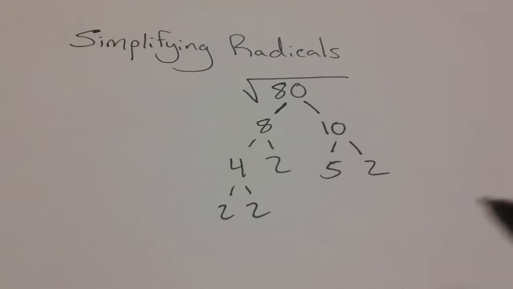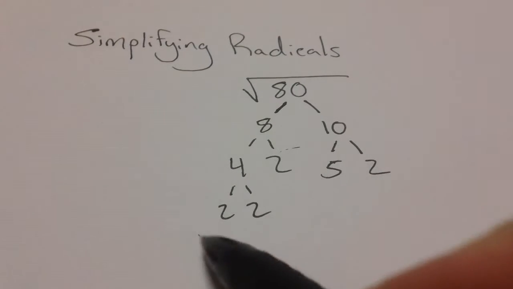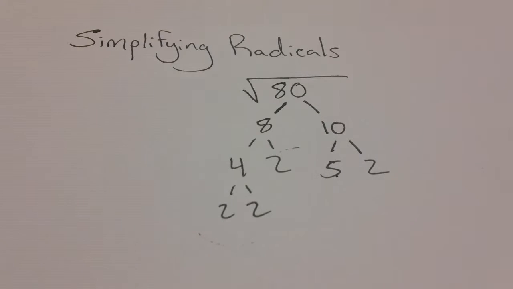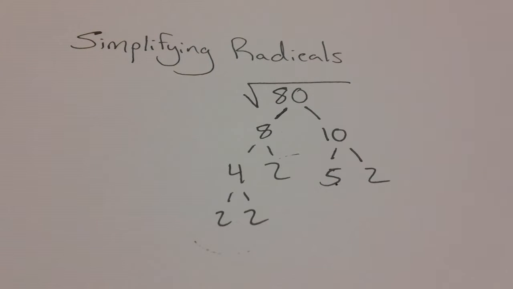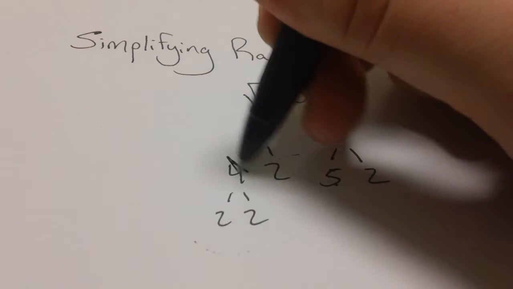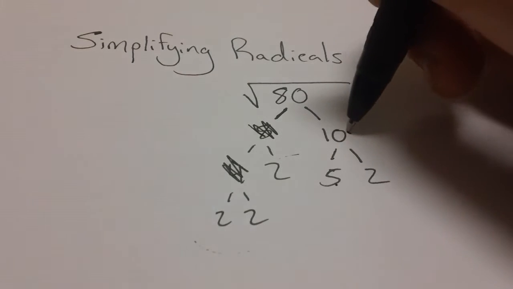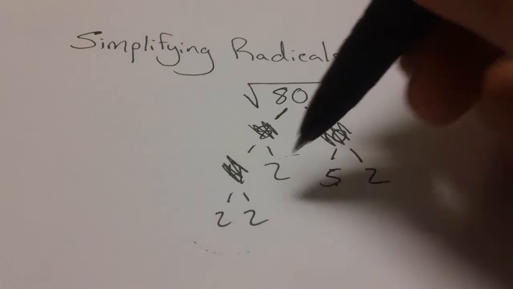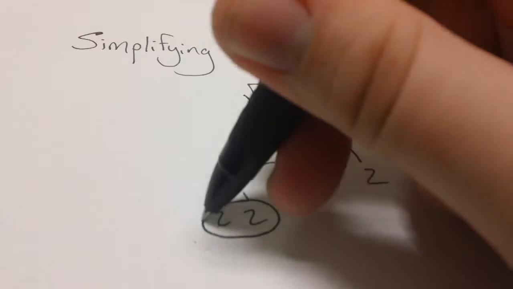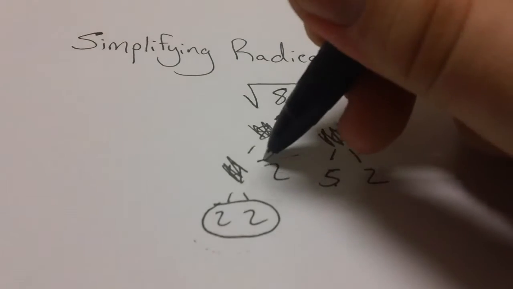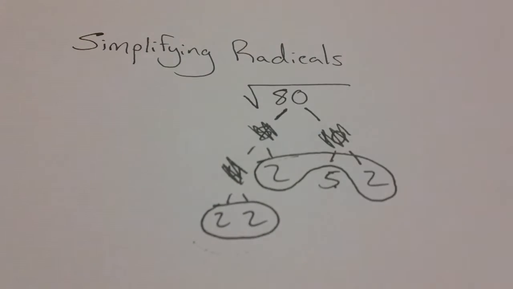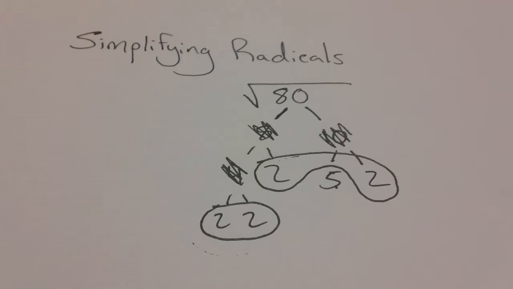So now what we want to look at is strictly our simplest numbers here. So these 4 2's and this 1 5. Those are the only numbers we want to look at. We don't care about this 4, we don't care about this 8, and we don't care about this 10 anymore. Now we need to group our numbers into pairs. Luckily, we have a pair of 2's right here, so I'm going to circle that. Then we have a pair of 2's right over here, excluding that 5. Now we only have 1 5, and that's okay.